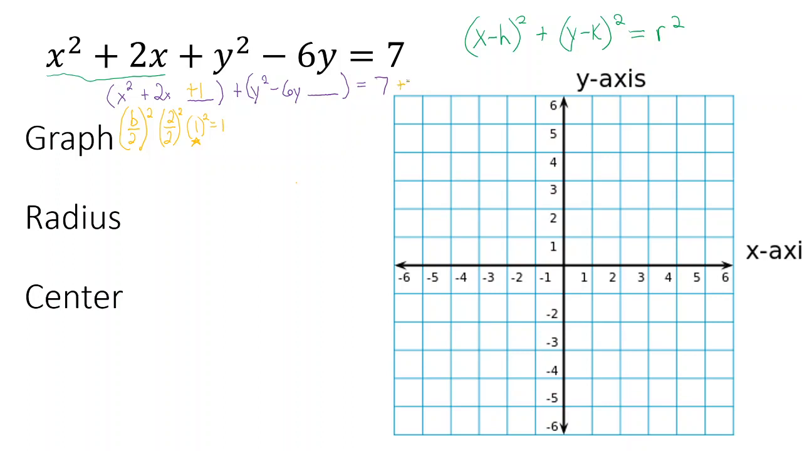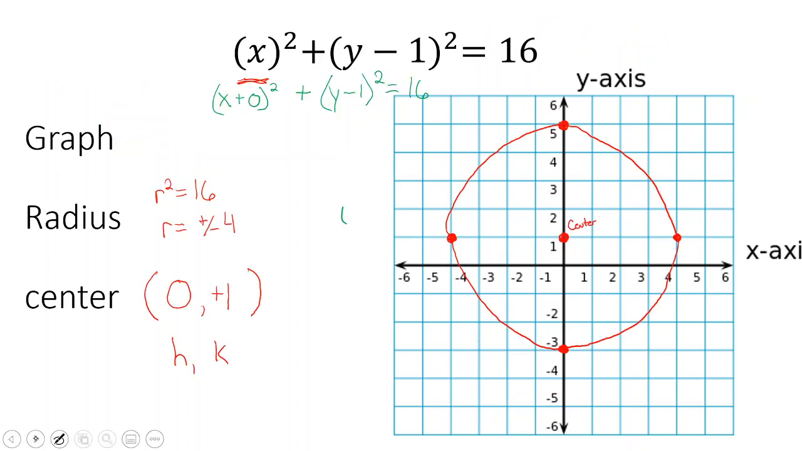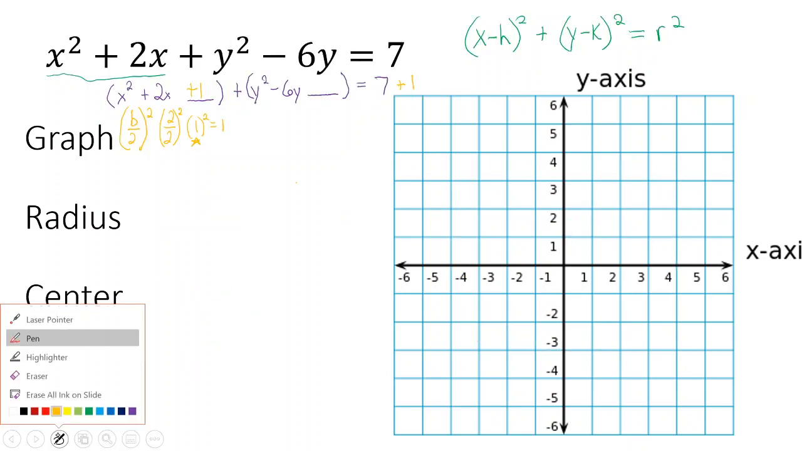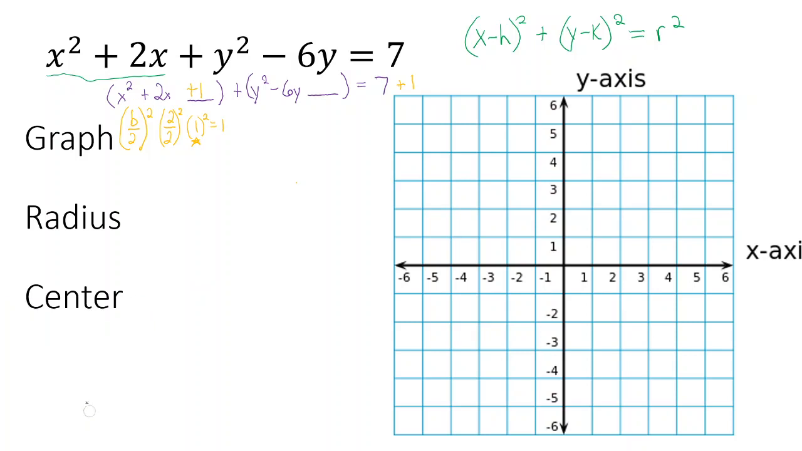So that means if I add 1 in there, I also have to add 1 on the opposite side. I'm going to do the same thing with my y value. Get a new color here. Let's go with green. Again, I'm going to take b divided by 2, and I'm going to square it.